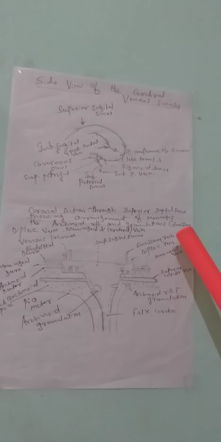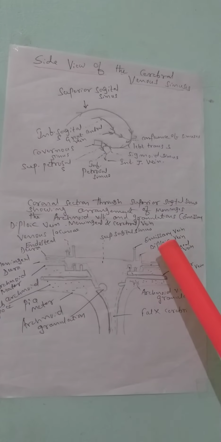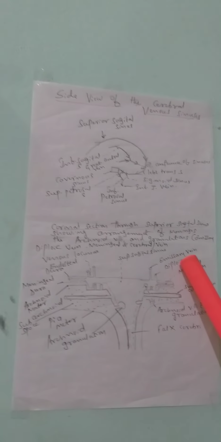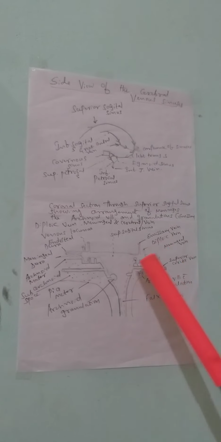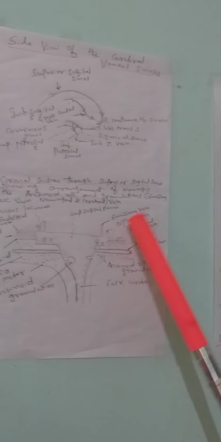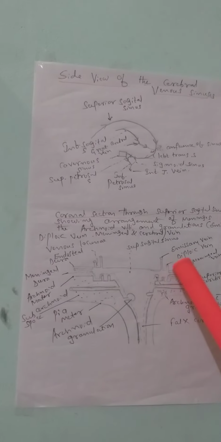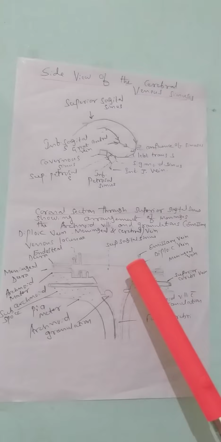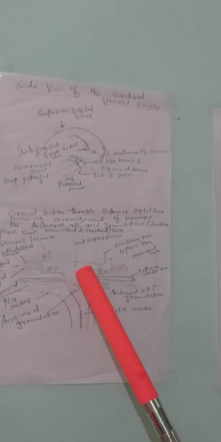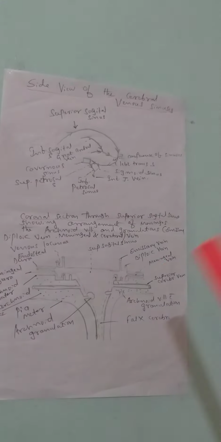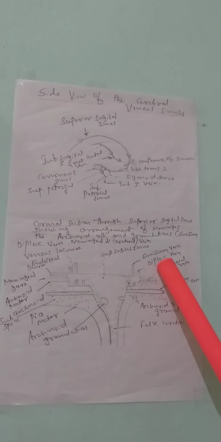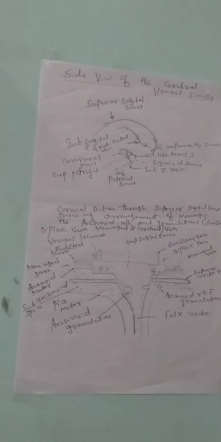Diploic veins are the veins present in the diploe, the spongy structure present in the bones of the skull. These diploic veins connect the diploe, the bones of the skull, to the sinuses. Diploic veins also carry infections.